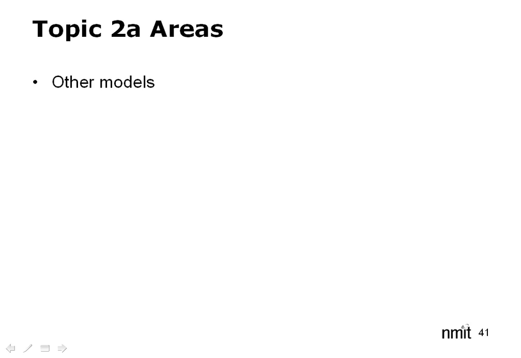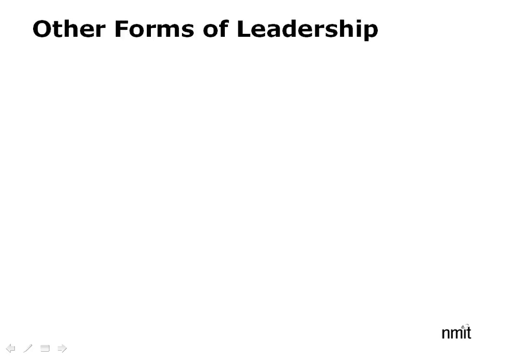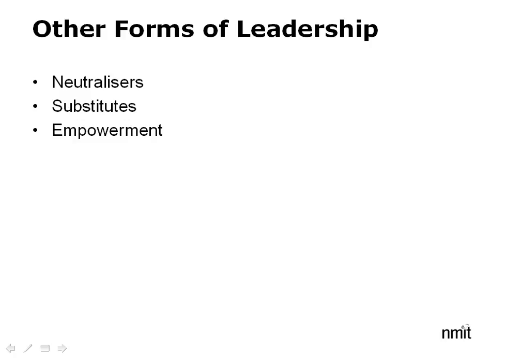In this session we're going to look at other models of transformational leadership. So, other forms of transformational leadership: neutralizers and substitutes, which as you know we've already looked at. Empowerment is another model that we will be looking at later on in topic 3, but empowerment is when you drive decisions downwards. You're enabling people who are doing the jobs to make the right decisions about them.